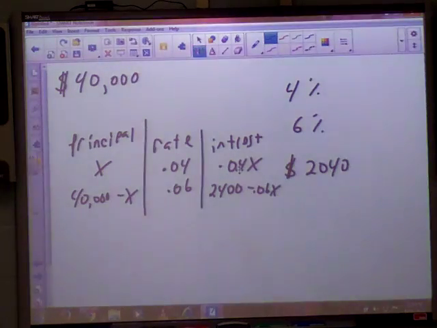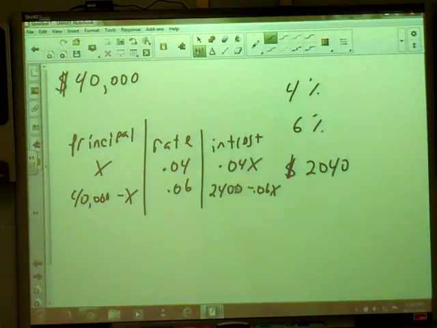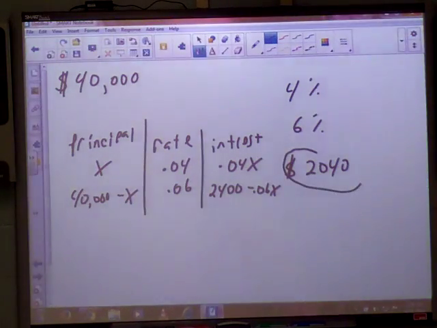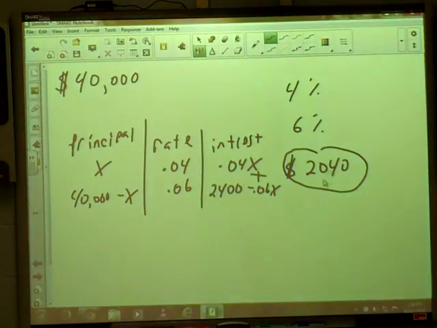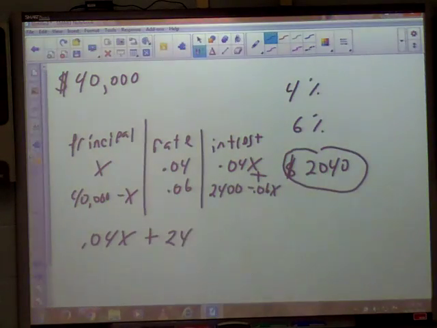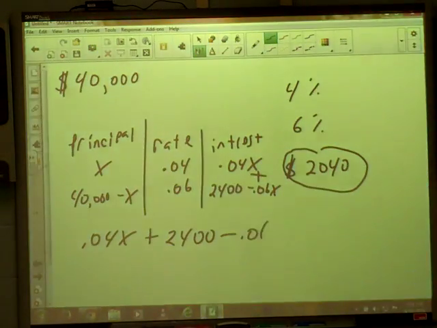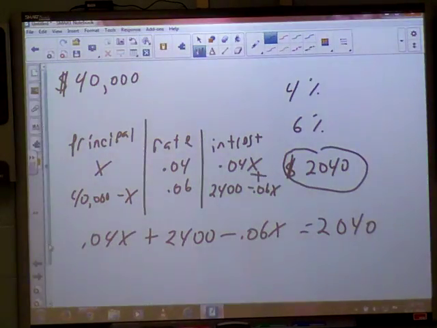Okay, so I'm making 0.04x on that one. I'm making 2,400 minus 0.06x on that one. I know the total interest I'm going to make is $2,040. So shouldn't I be able to add these and set them equal to 2,040? Yep. 0.04x plus 2,400 minus 0.06x equals $2,040.